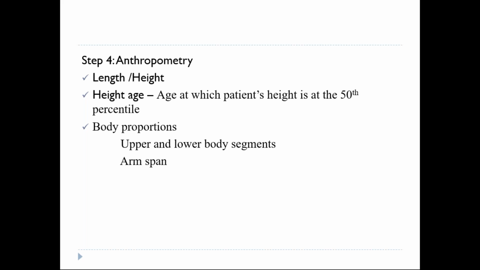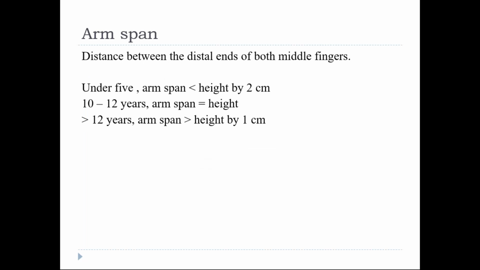Then we calculate the body proportion. Then you calculate the arm span. How do you calculate the arm span? It is between the distal ends of both the middle fingers. Ask the child or the adolescent to stand with outstretched hands, and the distance between the distal ends of the two middle fingers is going to be your arm span.